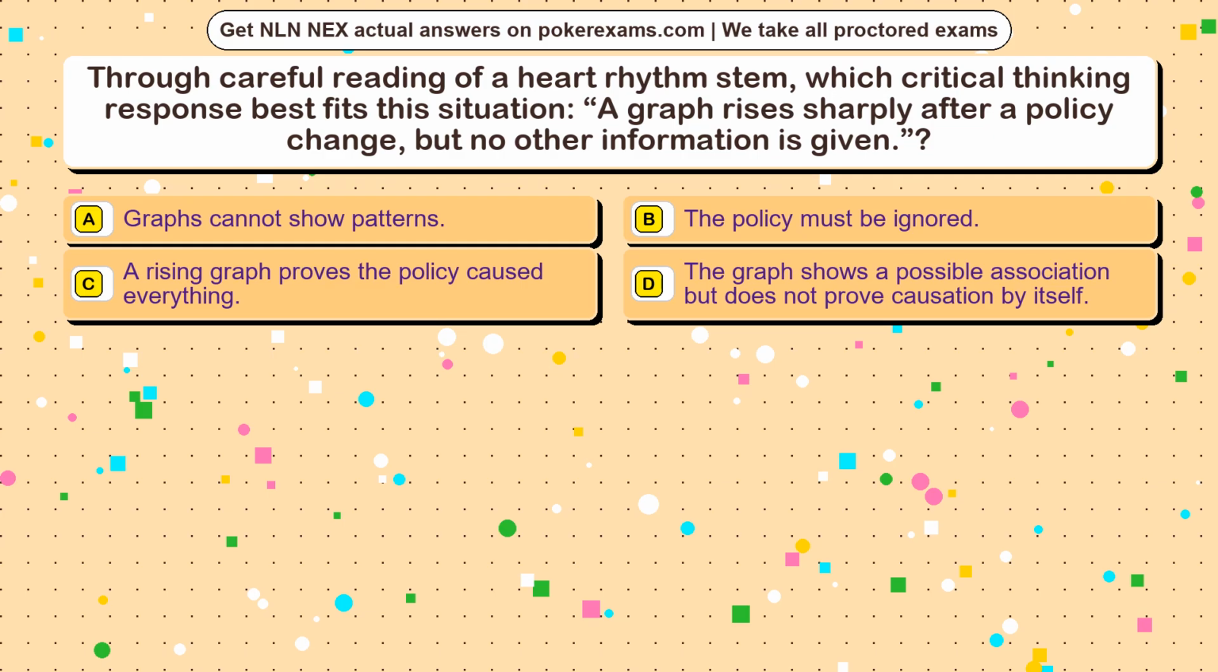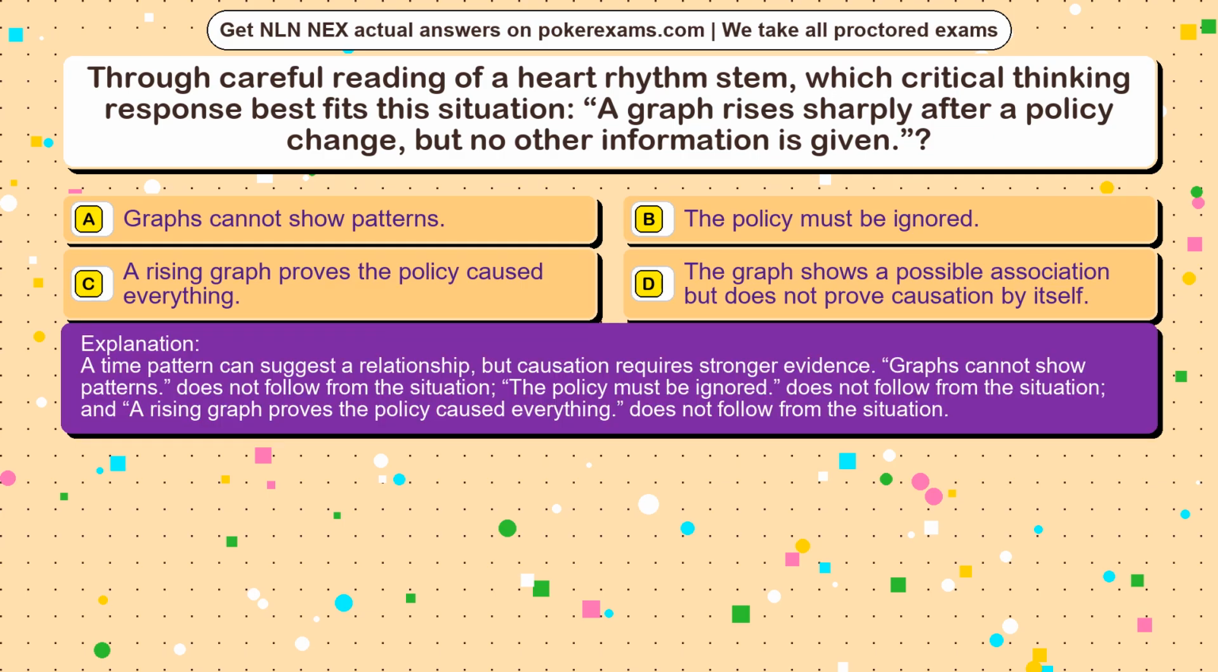The correct answer is option. A time pattern can suggest a relationship, but causation requires stronger evidence. Graphs cannot show patterns does not follow from the situation, the policy must be ignored does not follow from the situation, and a rising graph proves the policy caused everything does not follow from the situation.